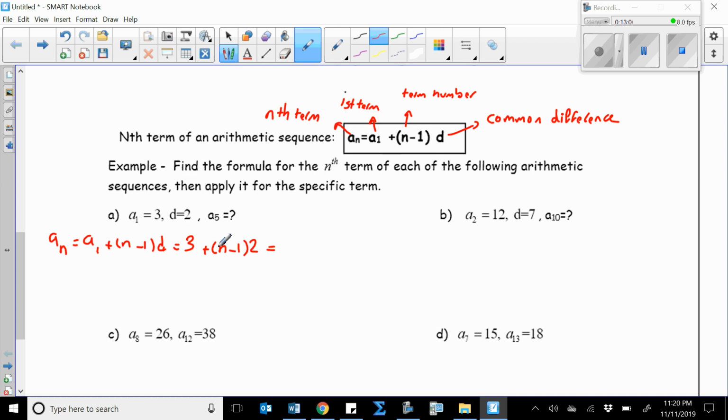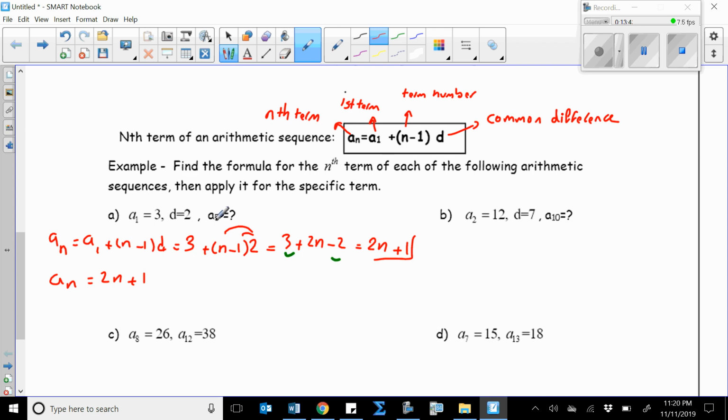So this is the general rule for the nth term, but I can simplify this. So I can distribute this 2 here. It will be 3 plus 2n minus 2. And then combine the like terms, like 3 and negative 2 will be equal to 1. So I can write 2n plus 1 as the general rule for my nth term. So I can write an is equal to 2n plus 1.